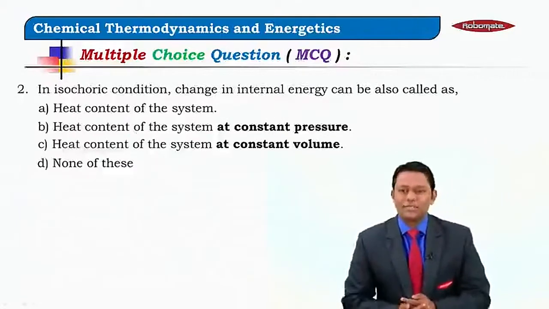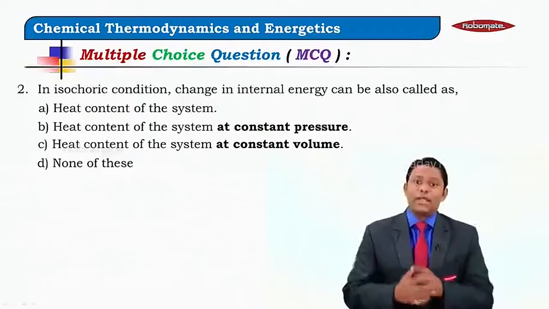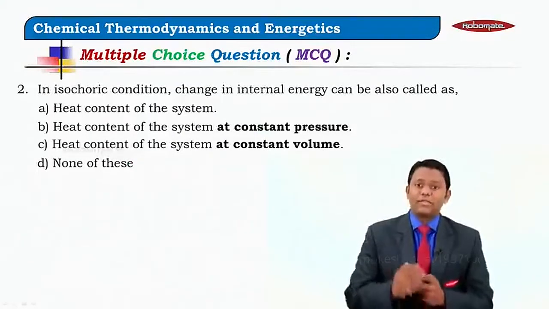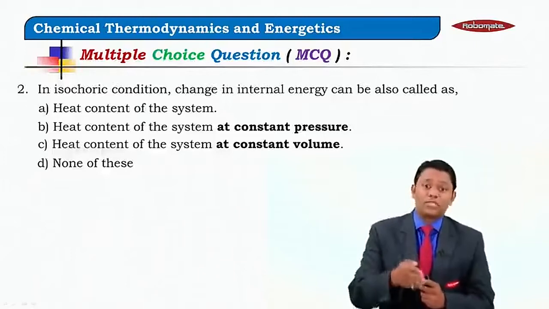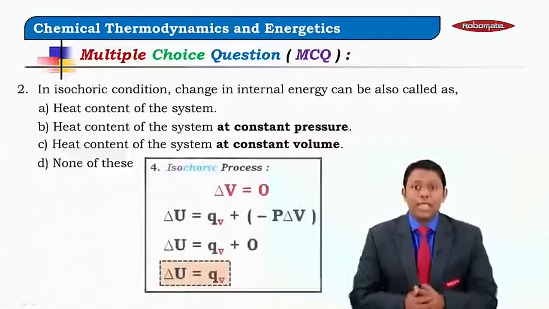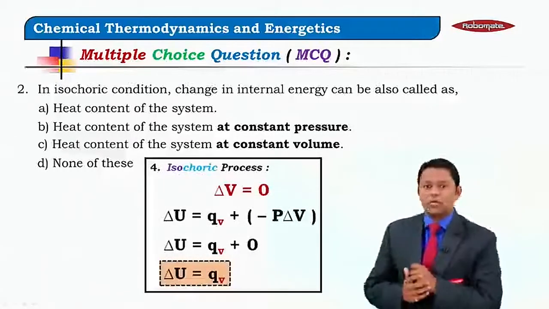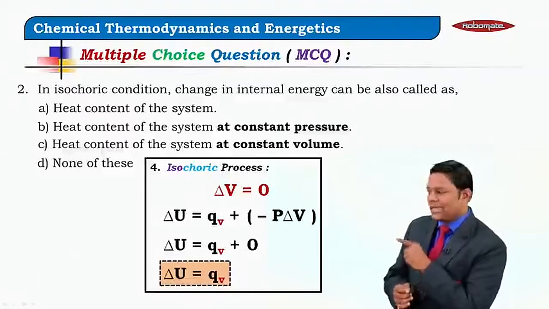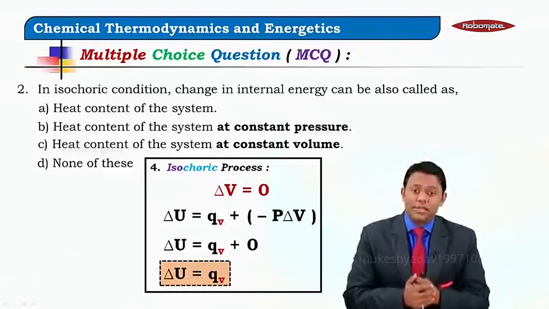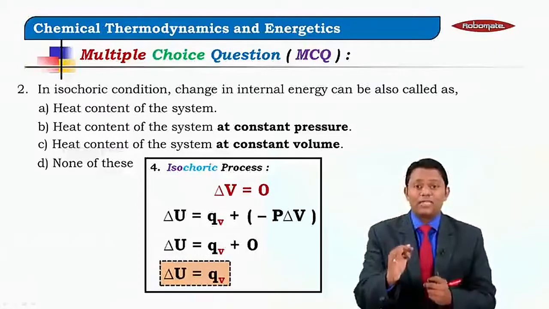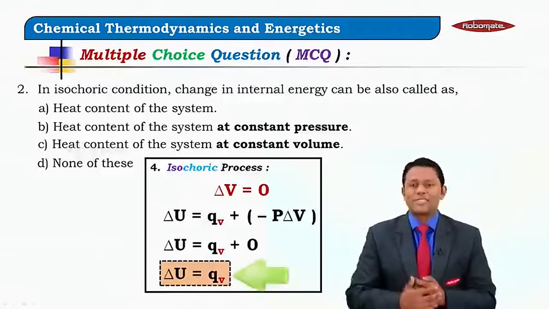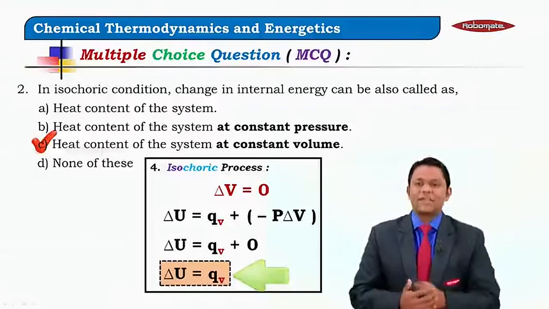Let's take the second question. Question says, in isochoric condition, change in internal energy can also be called the heat content of the system at constant pressure, or at constant volume, or none of these. Now here we have done, in isochoric process delta V is 0. Substituting that in the formula, we get delta U is equal to QV. That means the change in internal energy is called the heat content of the system at constant volume, to be specific. That means option C is correct as far as the question goes.